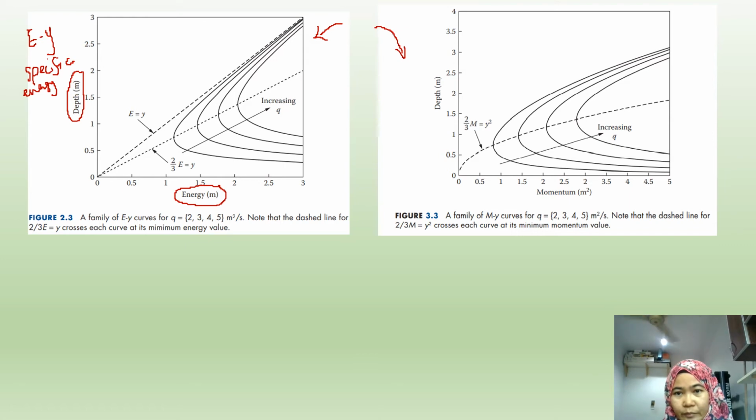Now we also have another one, the momentum graph. Here this is momentum, and here is depth. The curves inside are for Q, and Q is increasing, so we have Q2, 3, 4, and 5. Here also you have Q2, 3, 4, and 5.